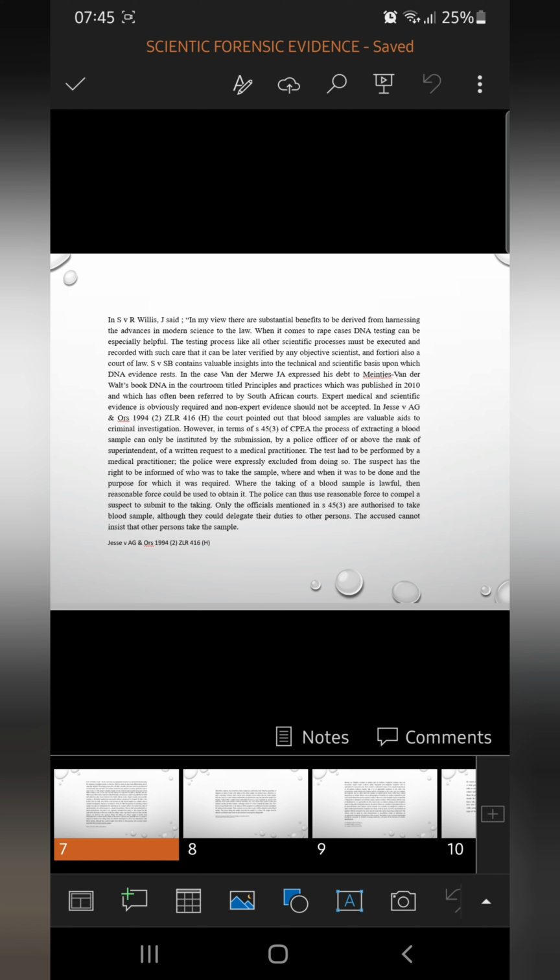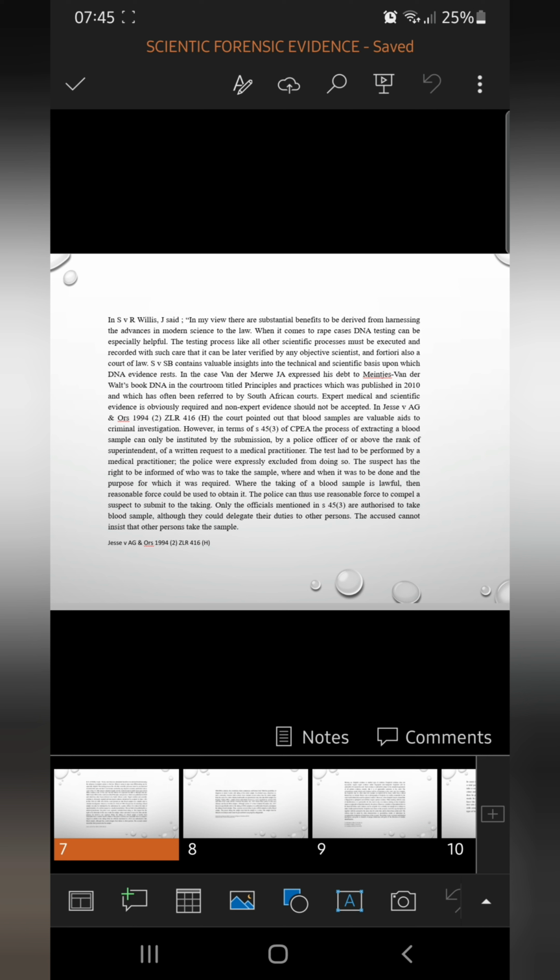The testing process, like all other scientific processes, must be executed and recorded with such care that it can be later verified by an objective scientist.